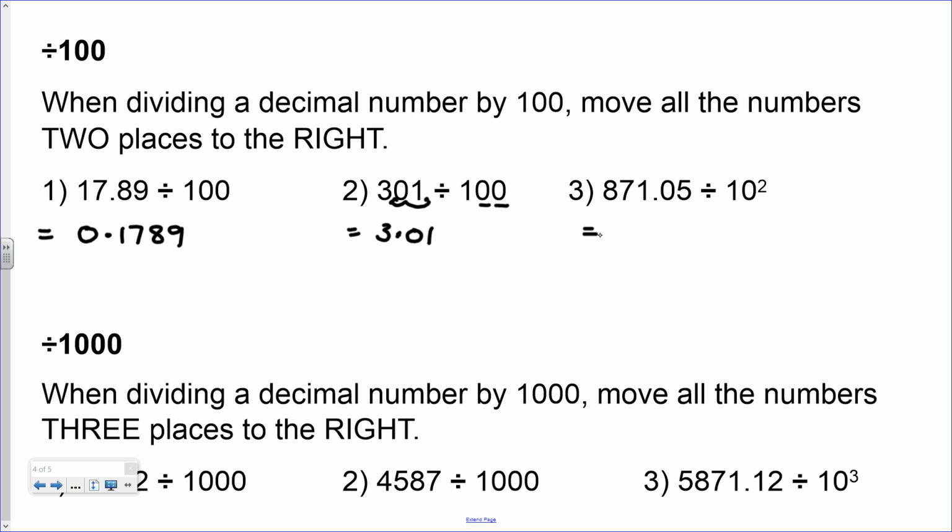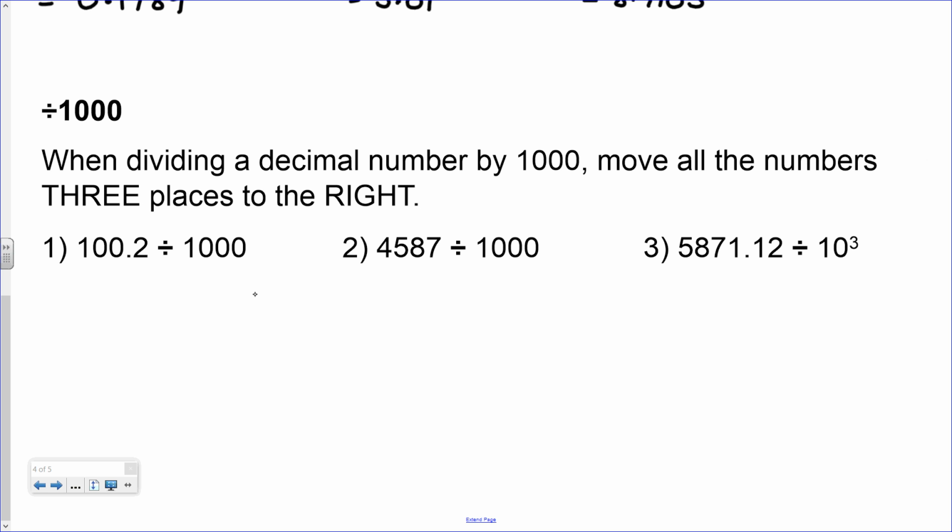Okay, let's have a look at number 3. Now again, 10 to the power of 2, remember, is the same as 100. So you can think about that as dividing by 100. We're making it 100 times smaller, so the numbers are all moving 2 places to the right, or the decimal is moving 2 places to the left to make that 8.7105.